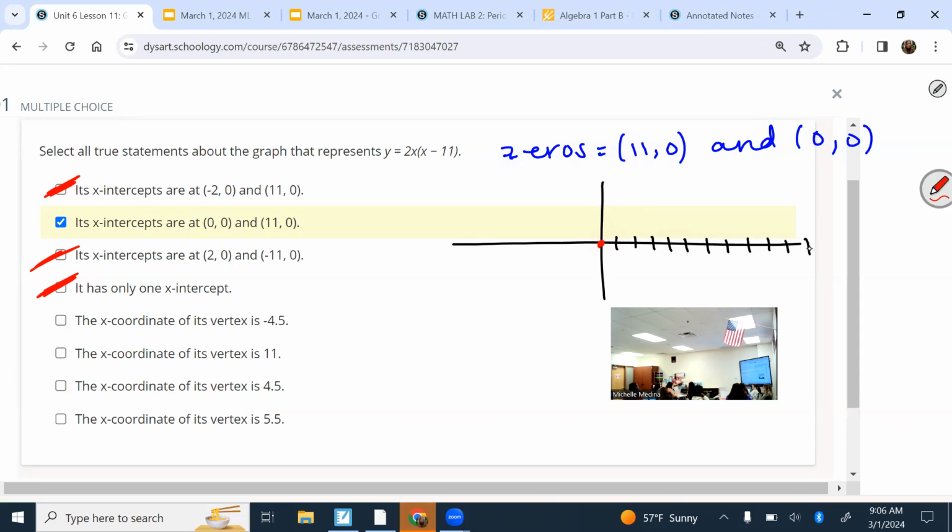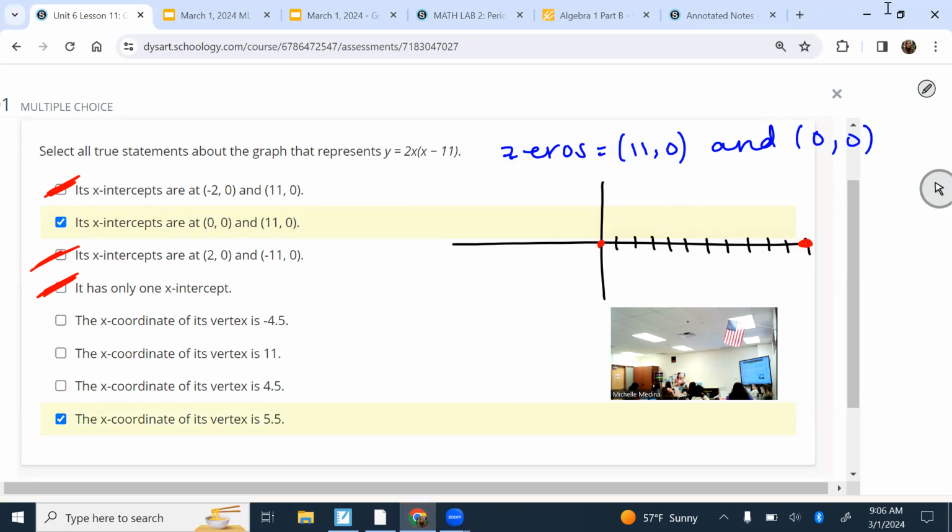And then a point at 11. And what we know about our U-shaped graphs is our vertex is a turning point. It should be somewhere between 0 and 11. And we learned today that it's like the halfway point. So what's the halfway point between 0 and 11? 5.5 is correct. So that's why it should be this answer.